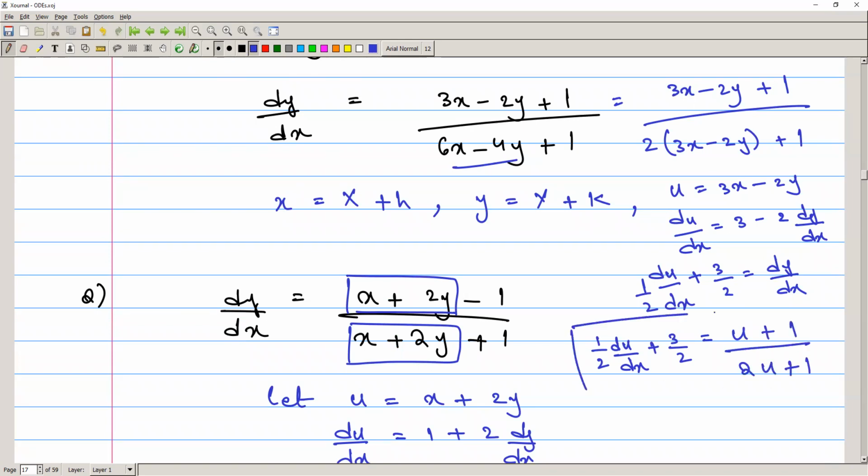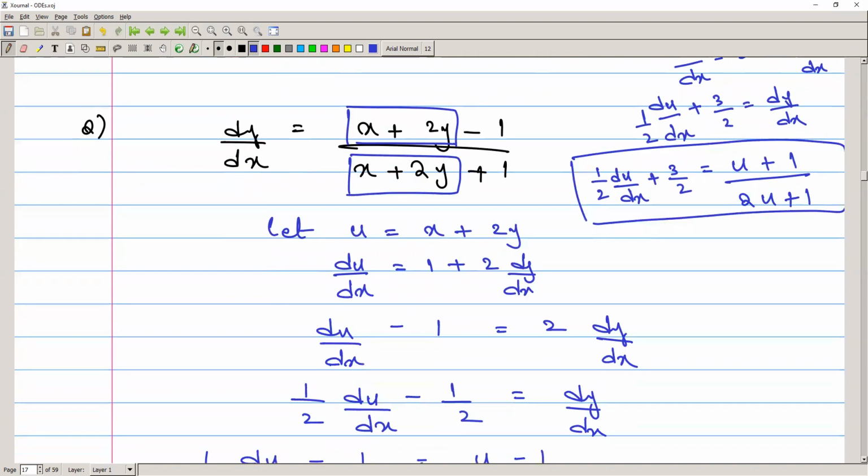And we can solve this problem, right? So this is the method of solving equations that are non-homogeneous, but we can actually convert or transform these equations to homogeneous differential equations, and then we can solve them by using the method of homogeneous equations, right?